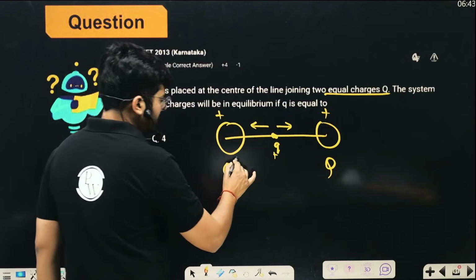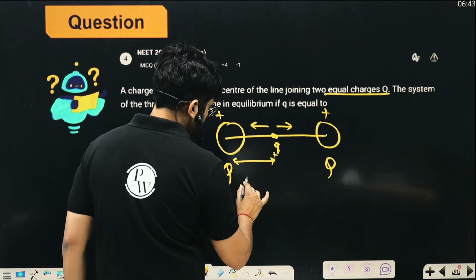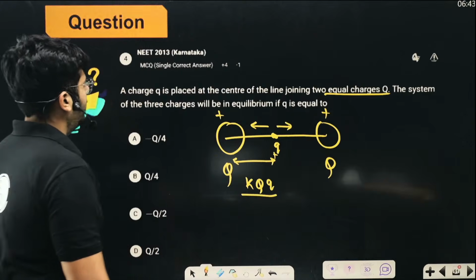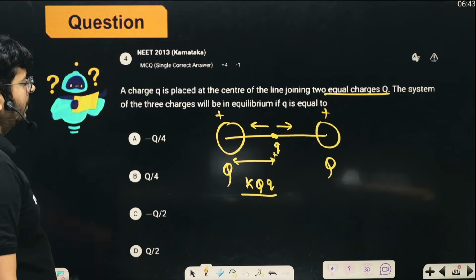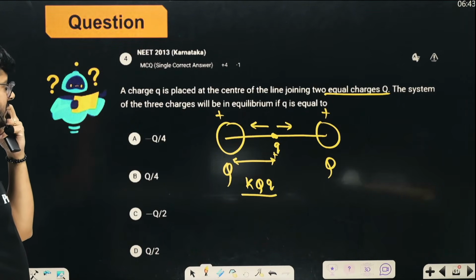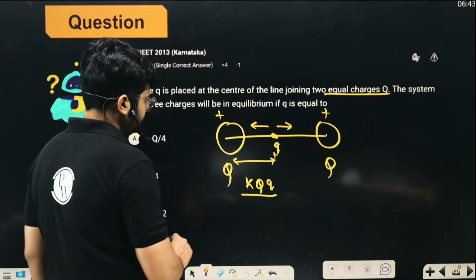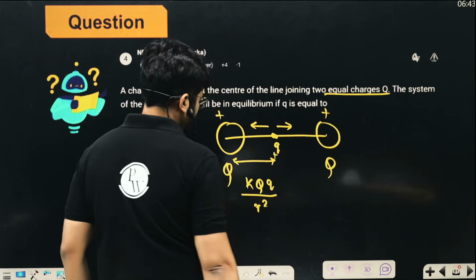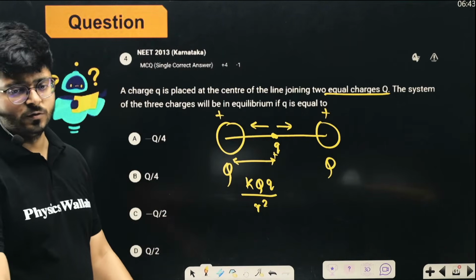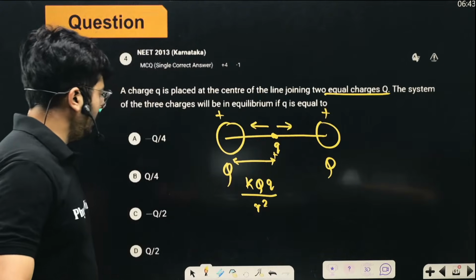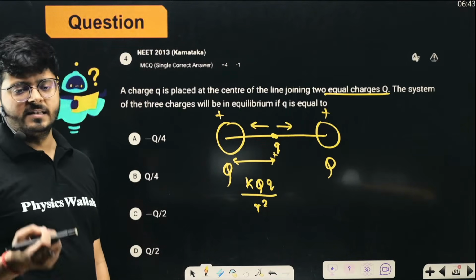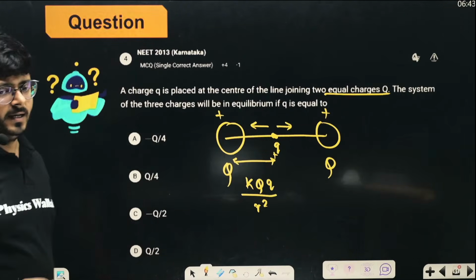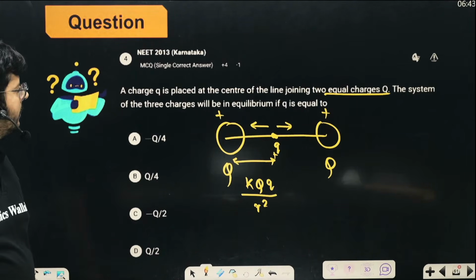So between these two things, what is the force? K times Q1 Q2 by r square, placed at the center of the line joining these things. This is the value of force acting between these two, and if I add it up with another force, the net force will be 0. Yes or no? kQ square by this is going to be 0. Okay, one second.